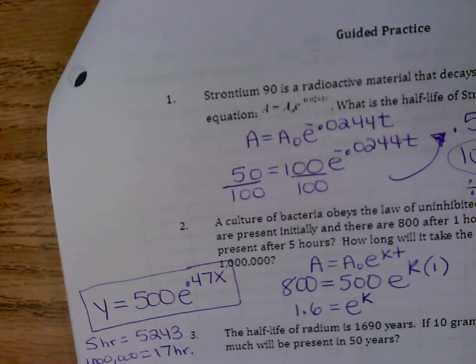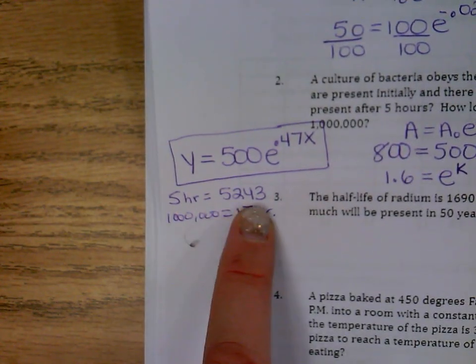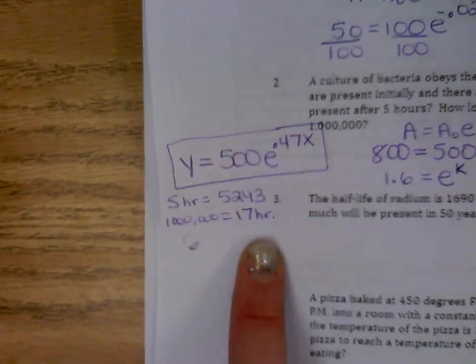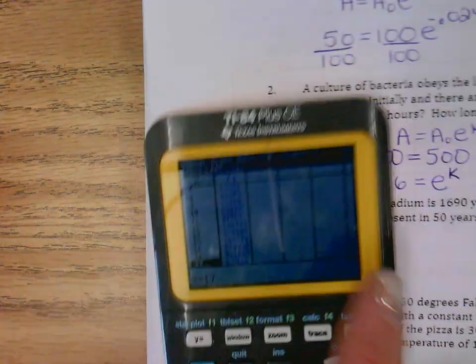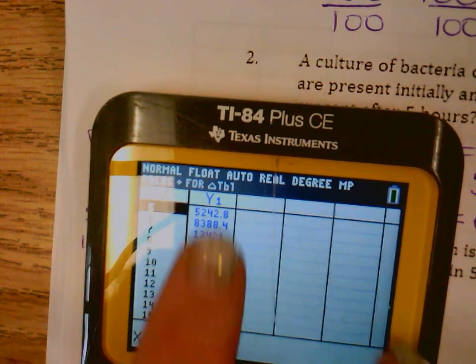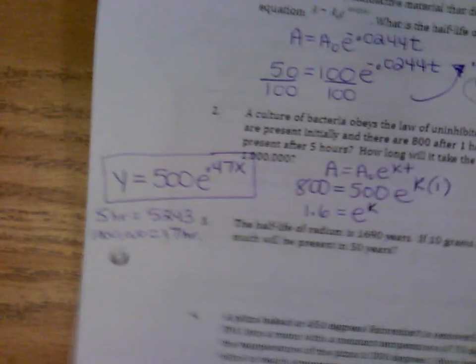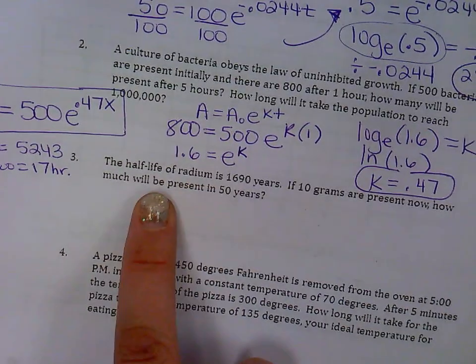All right, so you should have gotten, I just rounded, 5,243 bacteria in 17 hours. So you're just scanning in your table, right? At 5 hours, it tells you the population, and then I scroll down to 1 million. Okay, let's do one more on this kind of half-life, and then we'll do Newton's law after lunch.